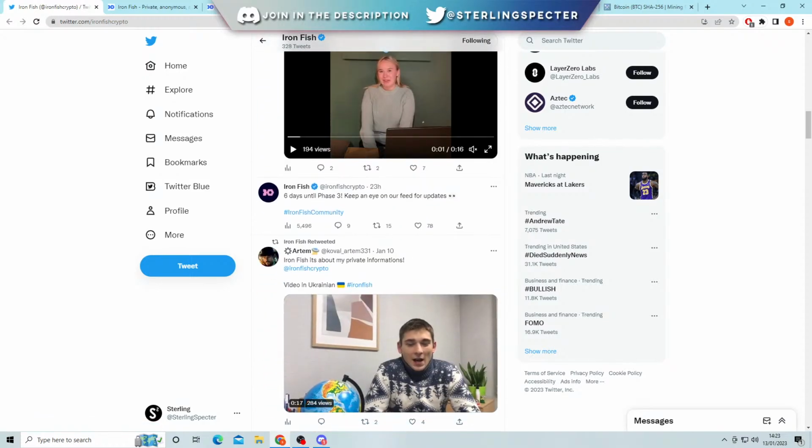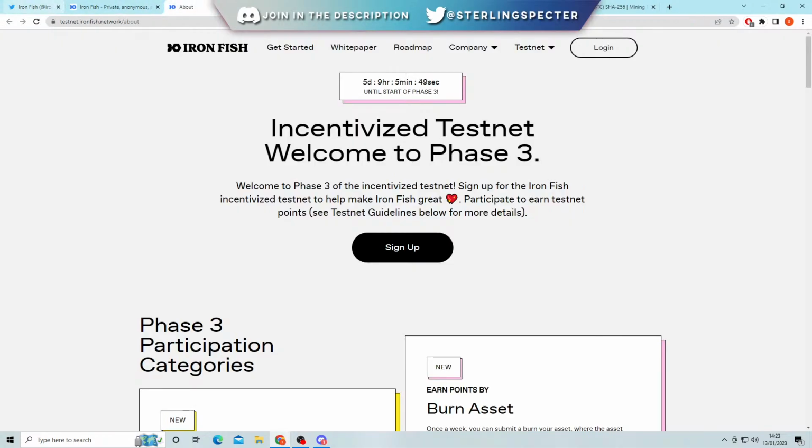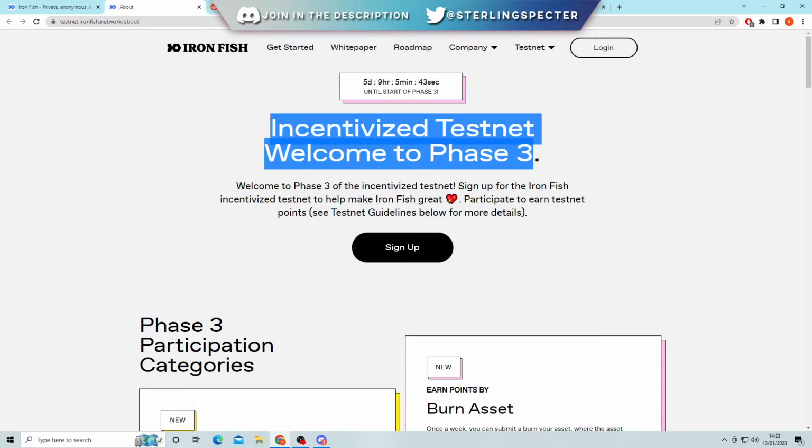If we scroll down, okay, 6 days until phase 3. Keep an eye out for our feeds for updates. So when we click on the about, there's a 5-day countdown till phase 3. Basically, you mine and you get points on the network. It's basically like a testnet, and then you can convert these points into coins. It's like a pre-mine, I guess, for this coin.